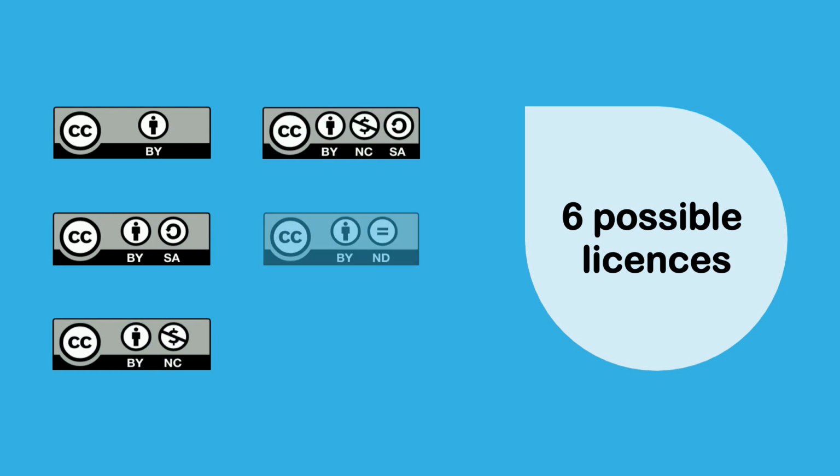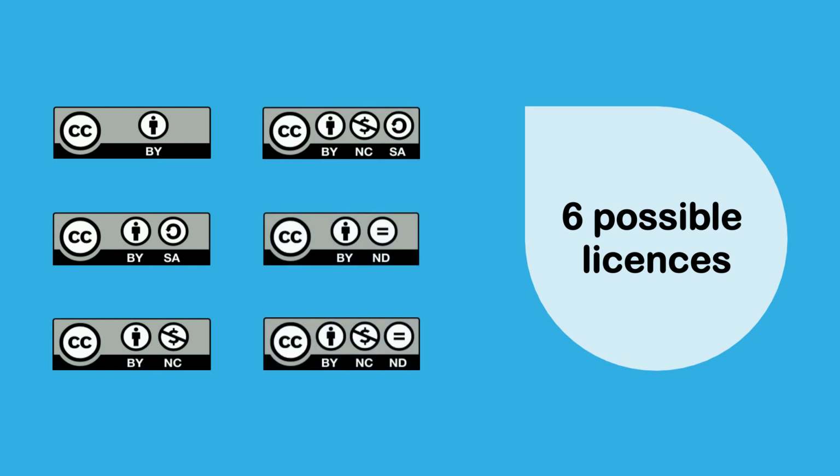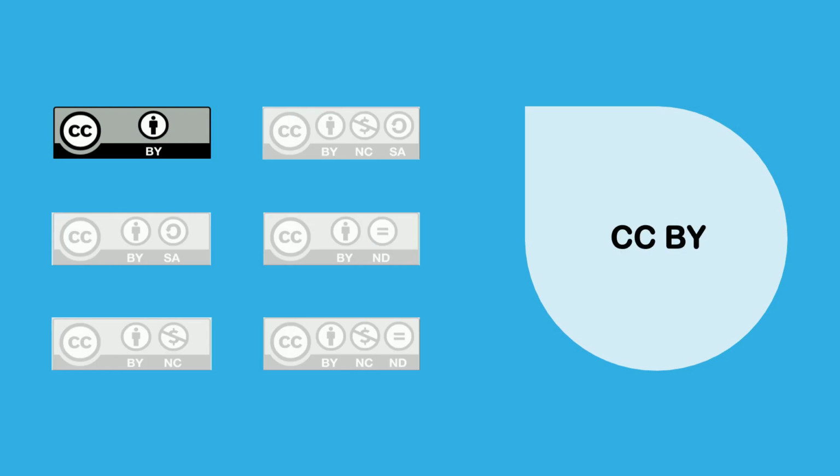From these 4 elements, there are 6 possible license options. Choose your license carefully as it cannot be revoked once applied. The first license is attribution, also known as CC BY. This is the most flexible of the licenses for reuse, including allowances for adaptation.